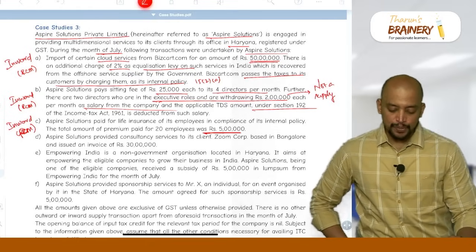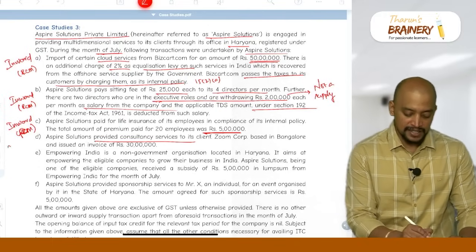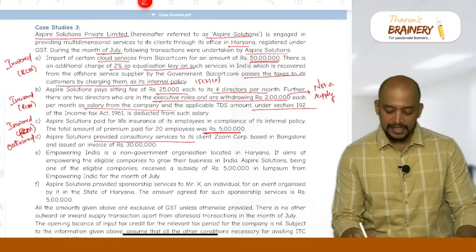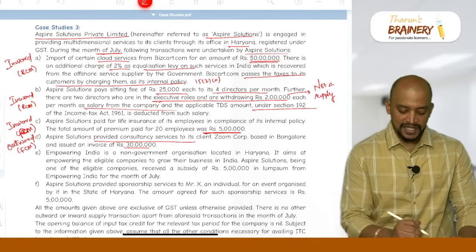And as per solutions provided consultancy services to its client. Provided consultancy services means it's an outward supply. Zoom Corp based in Bengaluru, and issued an invoice for 30 lakhs, so outward coming under FCM.